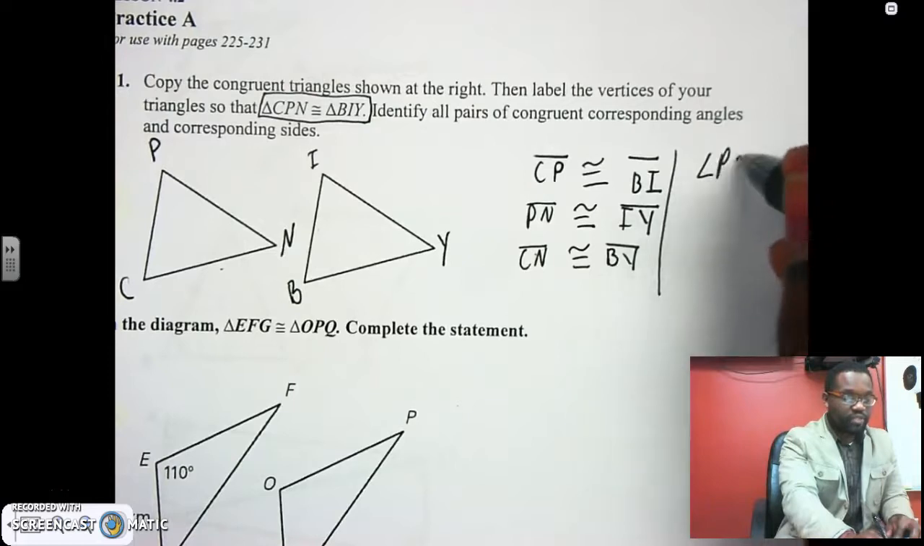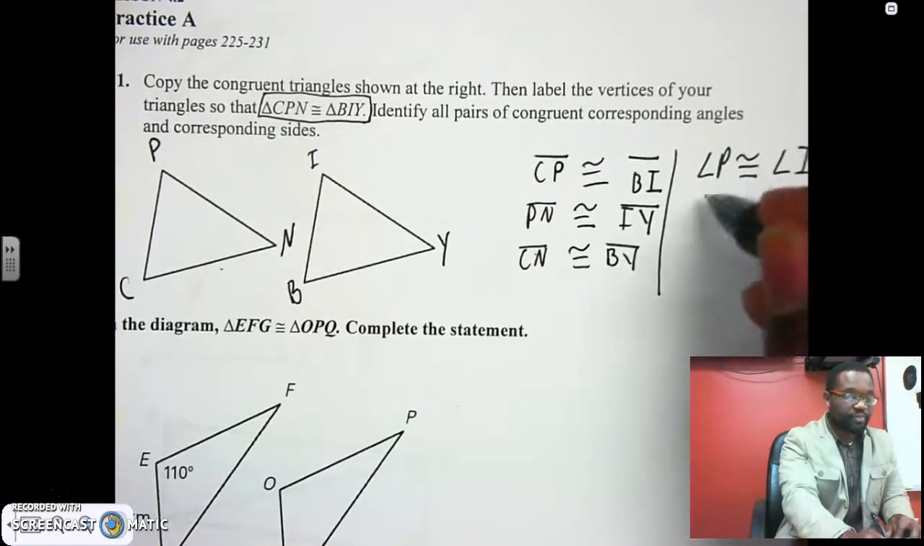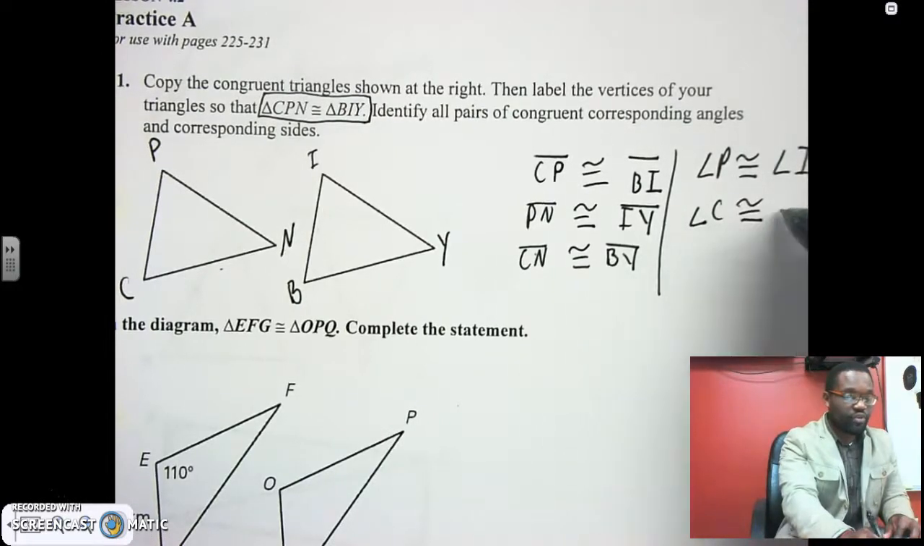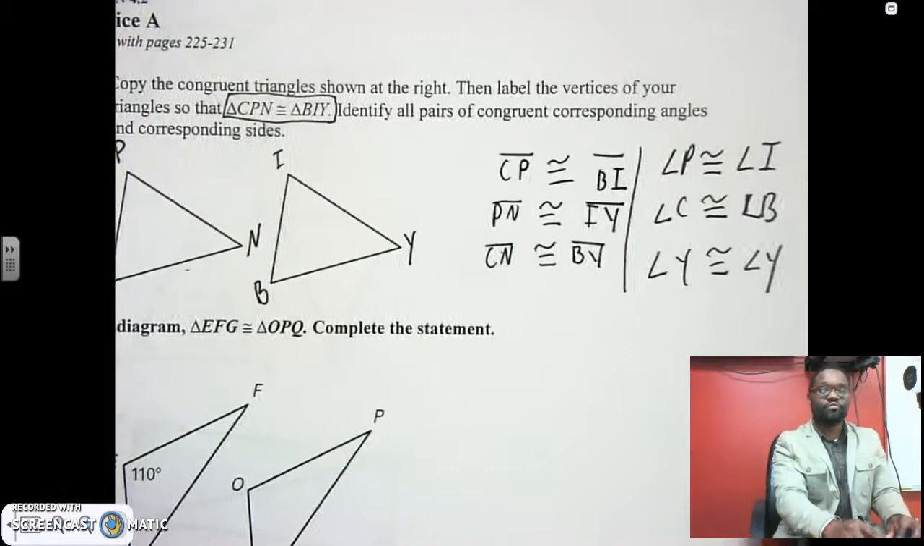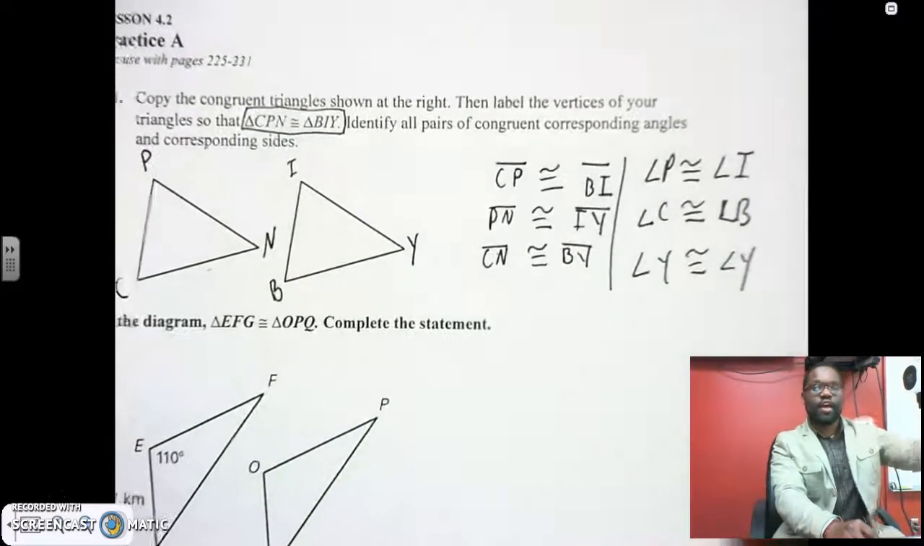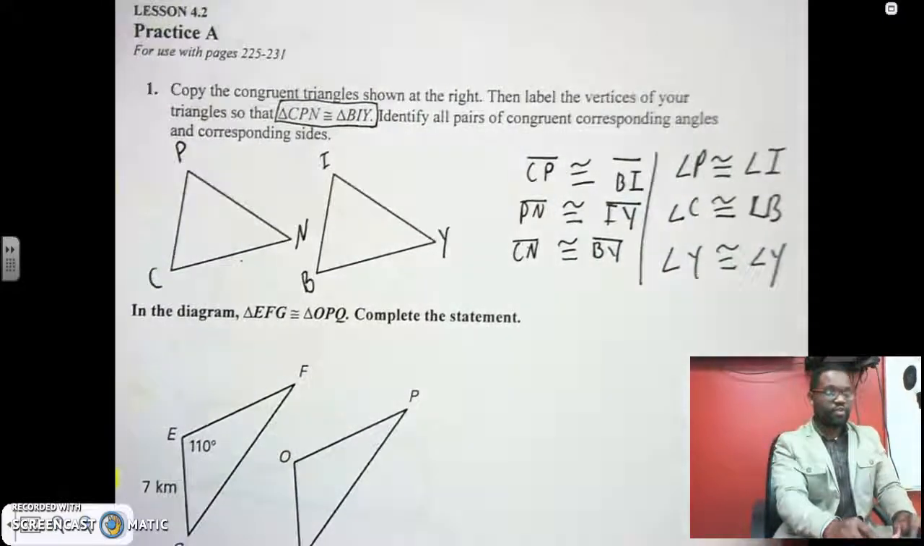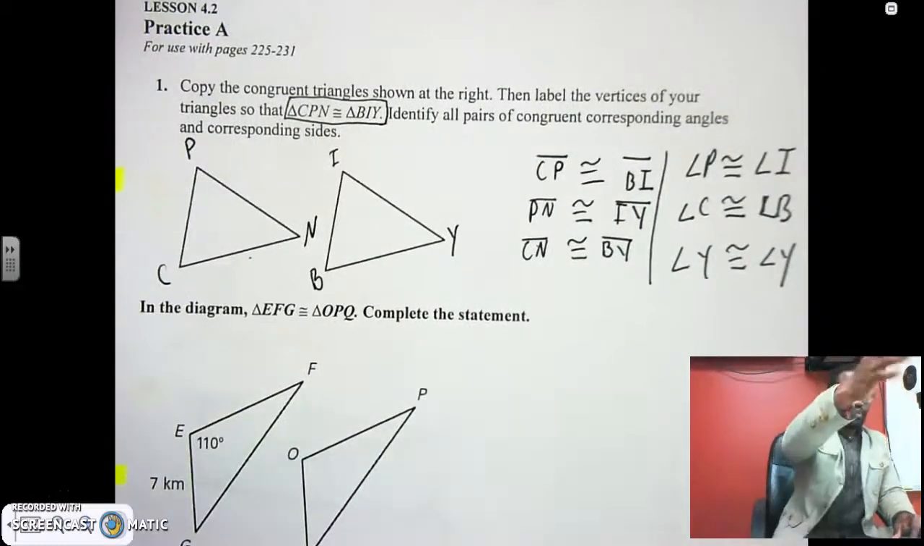Angle P is congruent to angle, which one? I. Angle C is congruent to angle B. And angle Y is congruent to angle Y. You see that? Oh, I guess you couldn't. All right, let's keep moving because I got a lot of these I want to do.